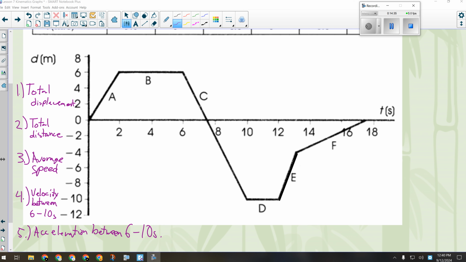Let's look at number 1, because if you really remembered Science 10, this should have taken you about that long. What's the total displacement? 0. How do we know that? What's my initial position? What's my final position? I ended up back where I started. Agreed?